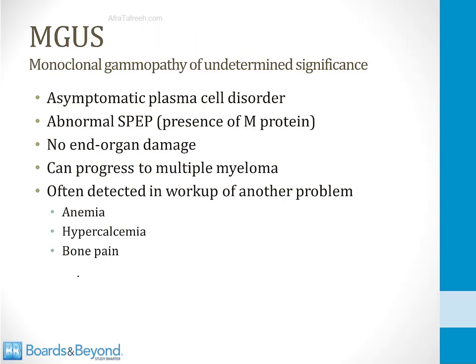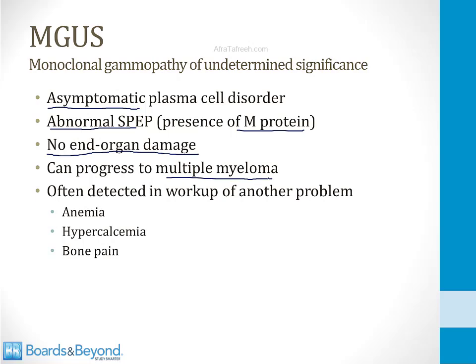Let's finish this module by talking about some other plasma cell disorders, and the first one we'll discuss is called MGUS, which stands for monoclonal gammopathy of undetermined significance. This is an asymptomatic plasma cell disorder, and the key word is asymptomatic. Patients with MGUS have an abnormal SPEP, just like patients with multiple myeloma. There will be presence of an M protein and an M spike on the SPEP. However, in contrast to multiple myeloma, there is no end organ damage. Now, over time, this can sometimes progress to multiple myeloma, but it's asymptomatic in and of itself.